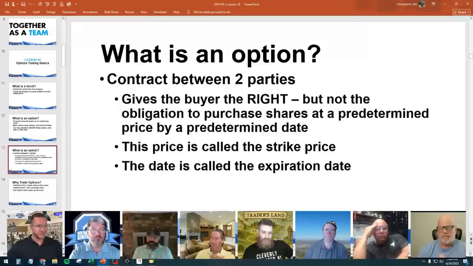Now, what is an option? An option is a contract between two parties. Like, for example, I could buy an option and Joe could sell me the option, right? It gives me, the buyer, the right, but not the obligation, to purchase shares at a predetermined price by a predetermined date. This is going to get really deep. I apologize ahead of time. I'm going to try and make this as simple as possible, right?